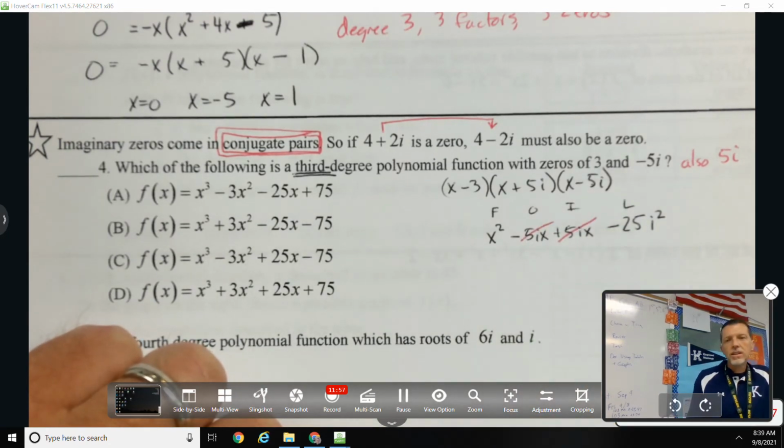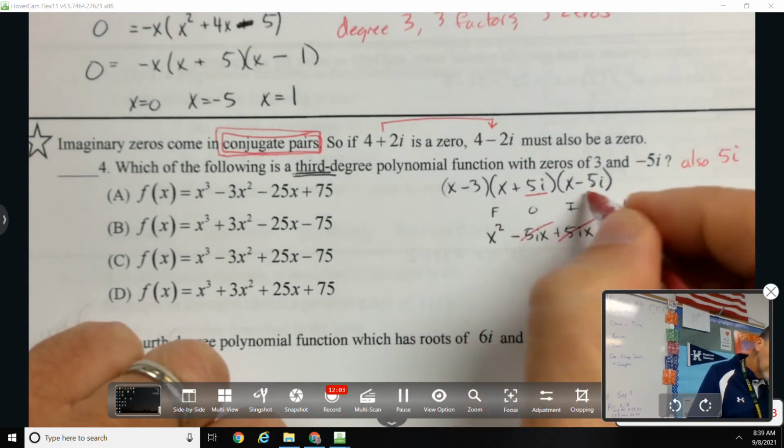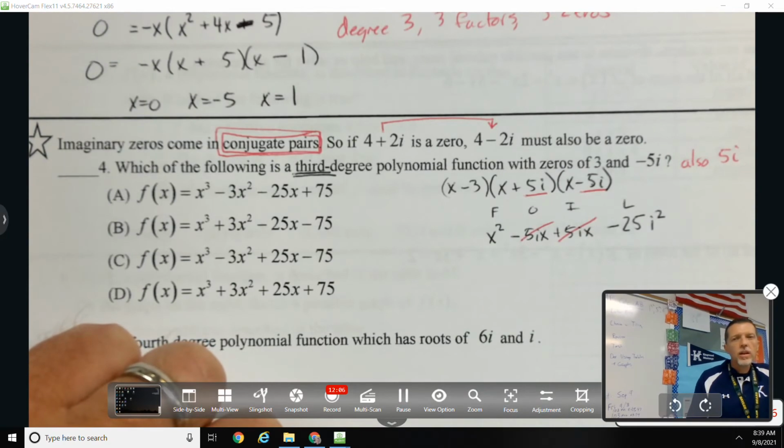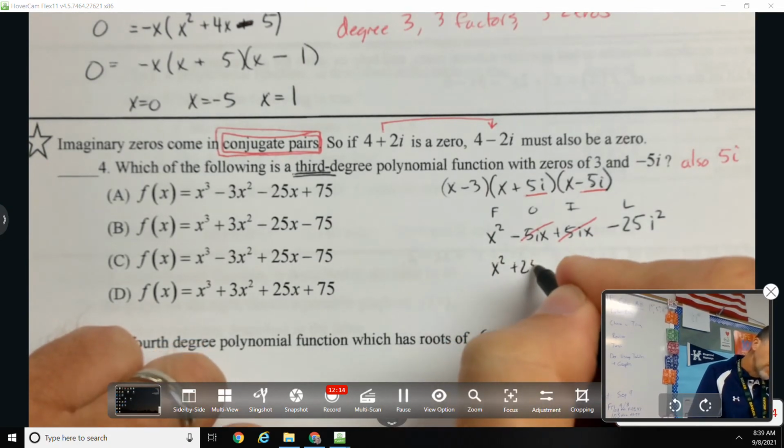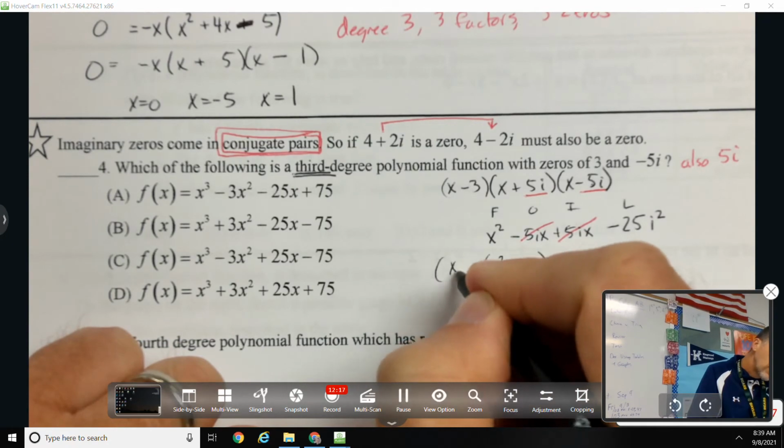Wait, why 25 i squared? Because, oh yeah, 5i times negative 5i. Yeah. But that would be positive 25, because i squared is negative 1. So x squared plus 25 times x minus 3.